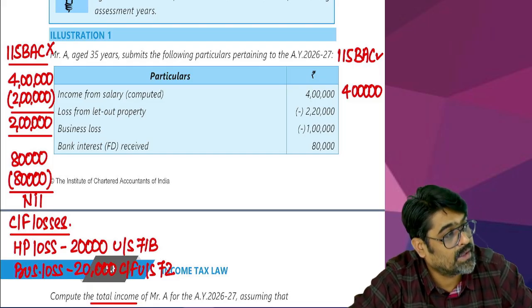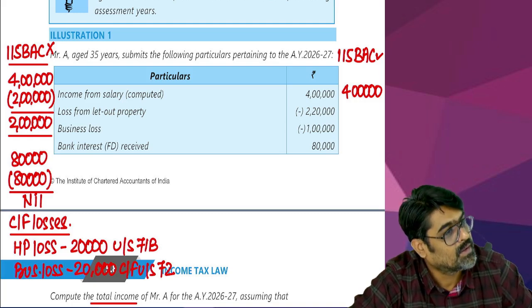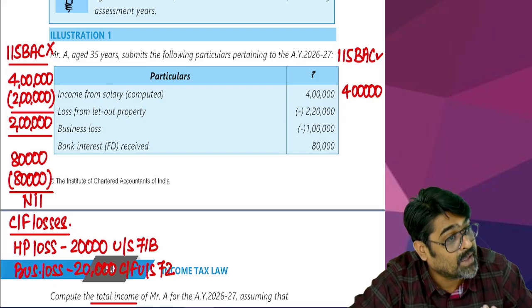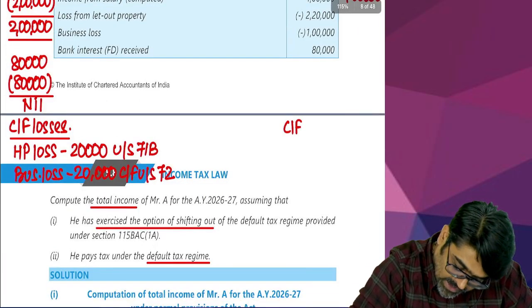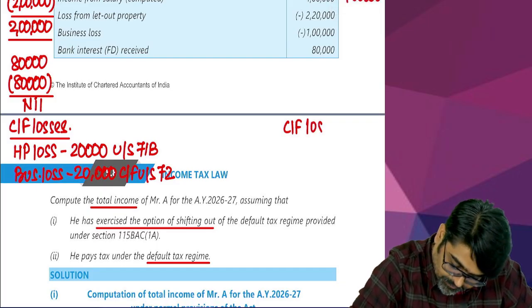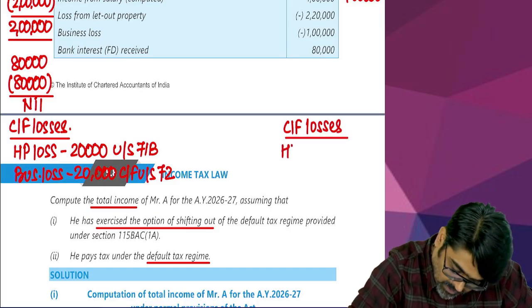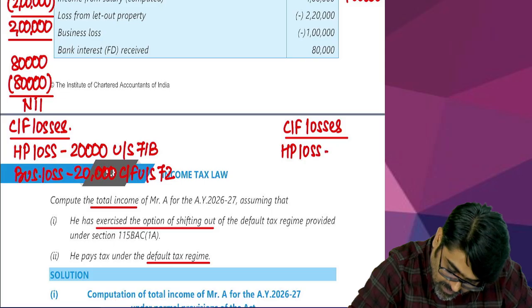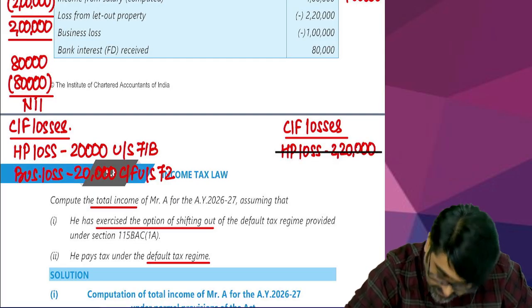What is your house property loss? 2 lakh 20. Can it be set off in this year? No. Will it be carried forward? Even the carry forward will not be allowed. So in the carry forward of losses, what did I say? Carry forward of losses, your entire house property loss of how much? 2,20,000, which could not be adjusted in this year. Even this cannot be carried forward.